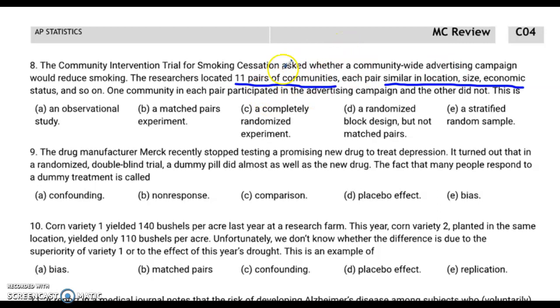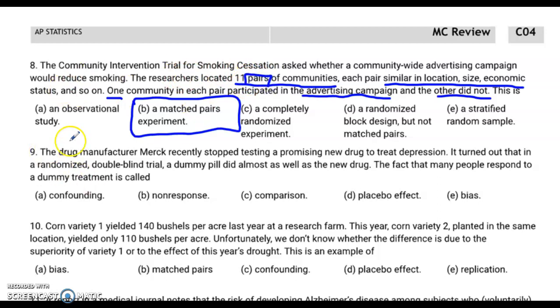So since we have 11 pairs of communities, and in these pairs, there's one community that gets the advertising campaign, and the other one does not. That means that in our matched pairs, we're looking at the difference between one or the other based on the fact that all of them are very similar. This is a classic matched pairs experiment. Yes, I know they didn't say anything about flipping coins in this one. However, they totally telegraphed it to you by saying pairs.